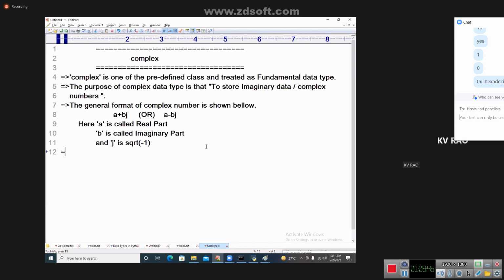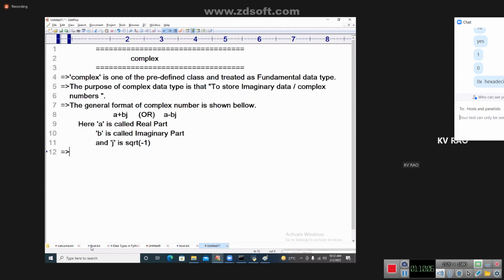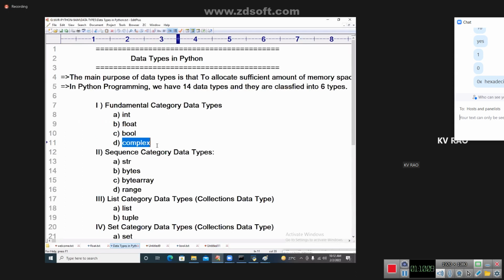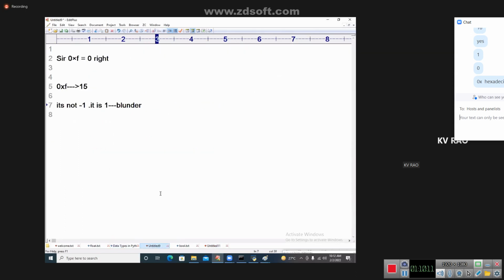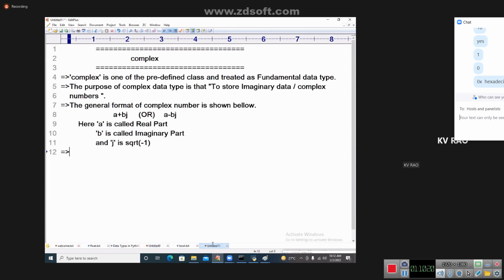Now I will take some example section. Right. Kumar Babu, which data type am I discussing here? Complex. Where is the STR data type? Here it is STR data type. What are you asking? Sir, STR data type completed, like that you are asking. Okay, please take care. So here, this J is SQRT of -1.